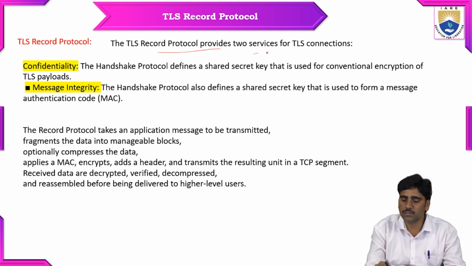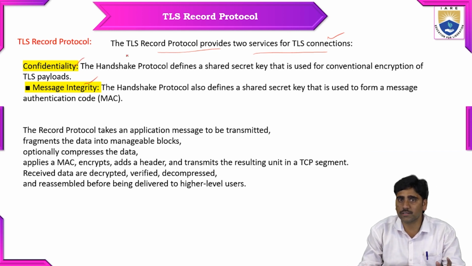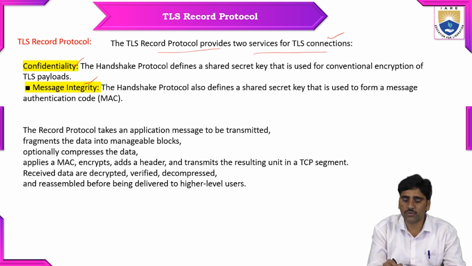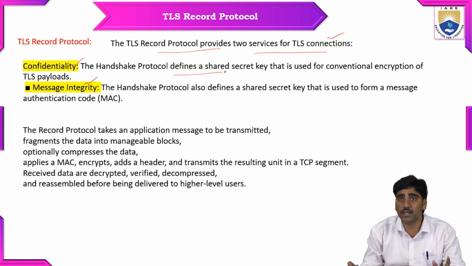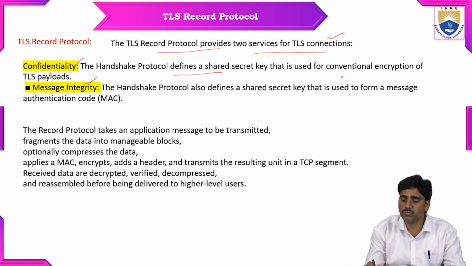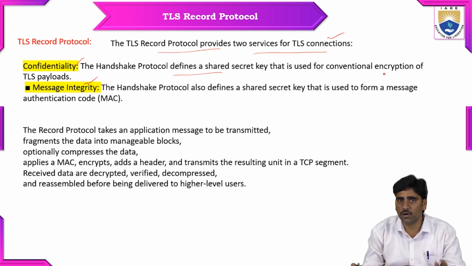The two services for a TLS connection are confidentiality and message integrity. For confidentiality, the handshake protocol defines a shared secret key that is used for conventional encryption of TLS payloads.